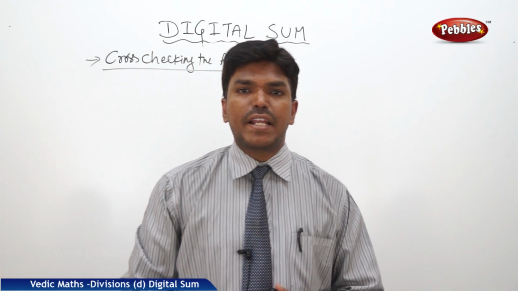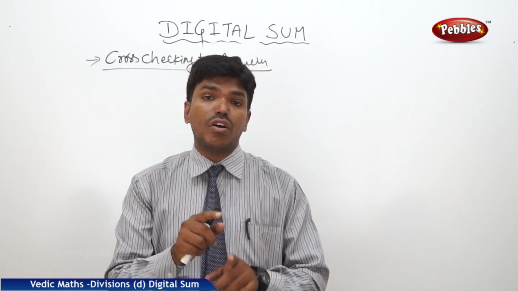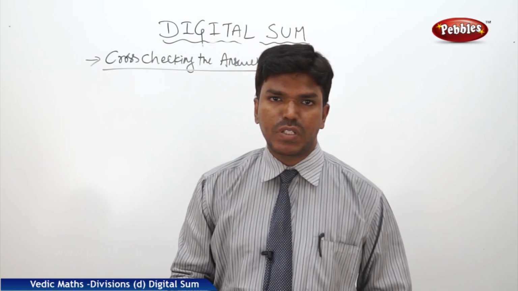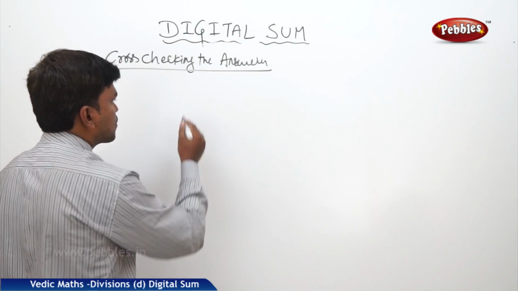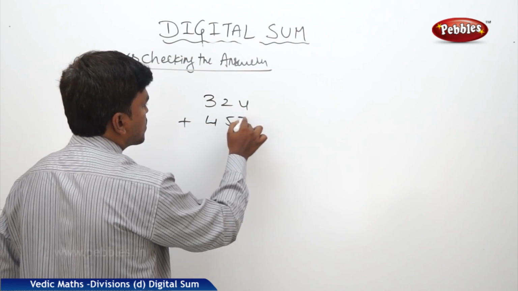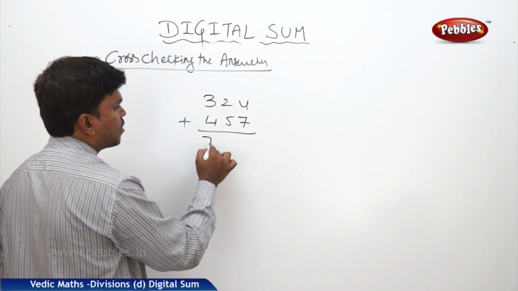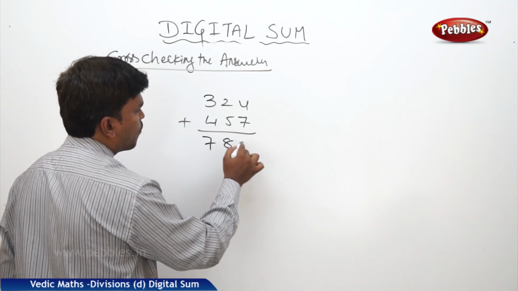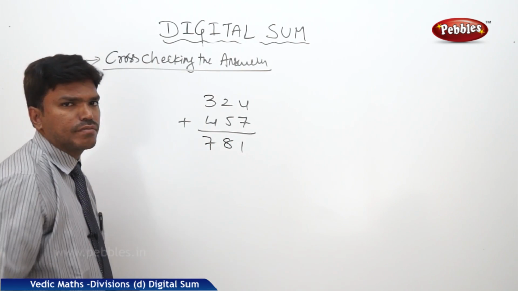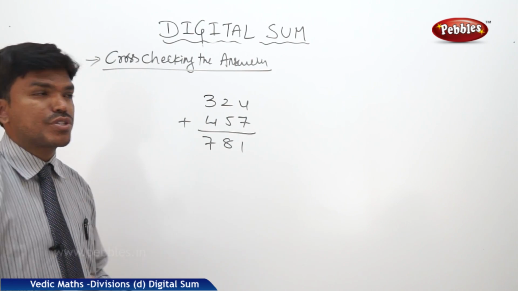This digital sum is very useful in checking the answers, cross-checking the answers which you calculated already. For example, suppose 324 plus 457. I want to add these two numbers. So 3 plus 4, 7, 7 but 8, 1, 781, I got the answer. I want to check whether it is correct or not, but in a faster way.